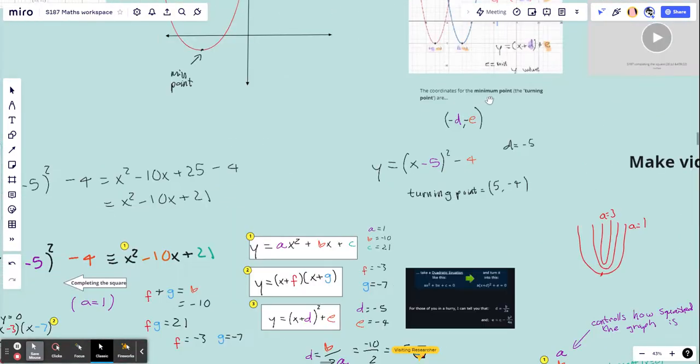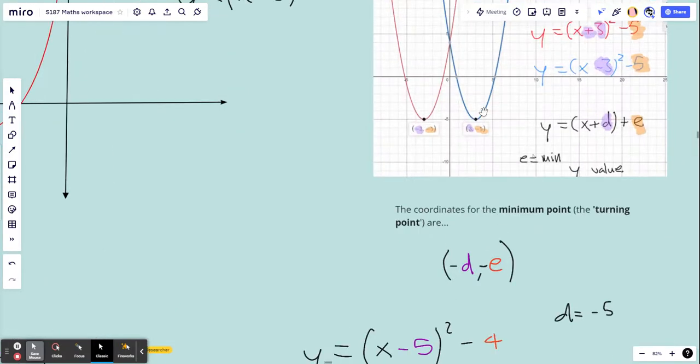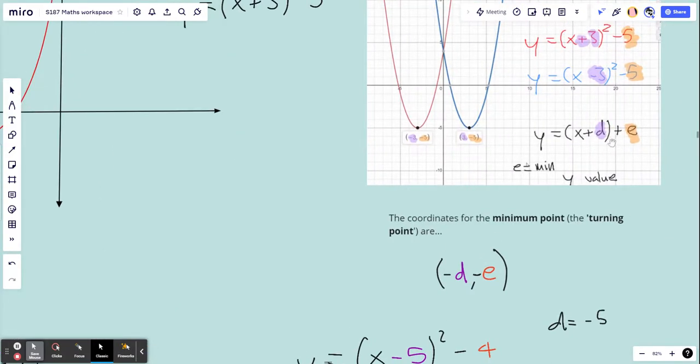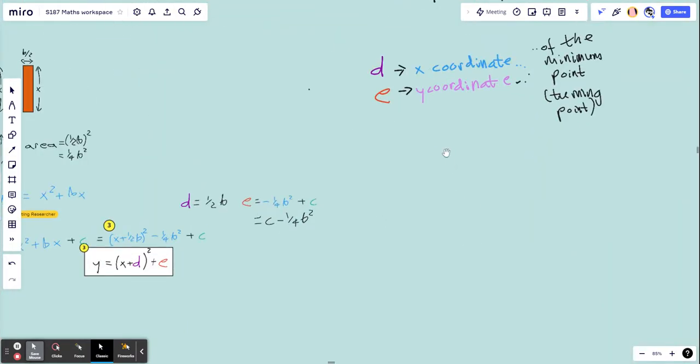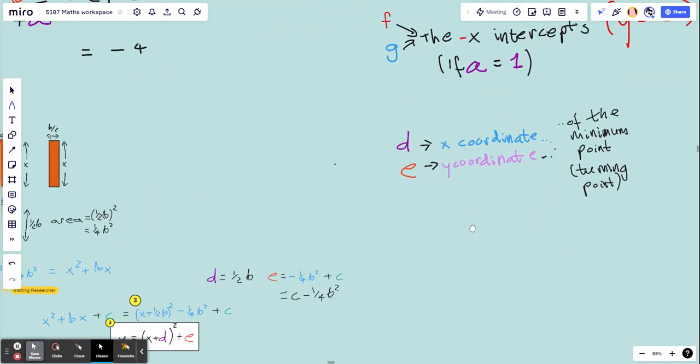Let's just have a quick look at this. So the D is the x-coordinate, but the E is the negative of the y-coordinate. Let's edit that down here. So the E is the negative of the y-coordinate. Okay, I'll just move this up here.